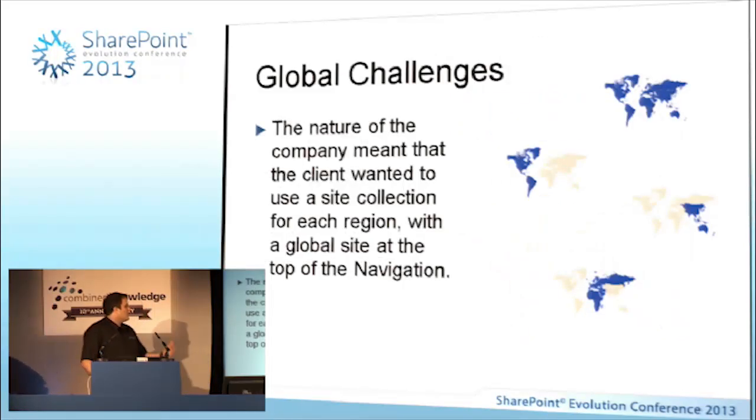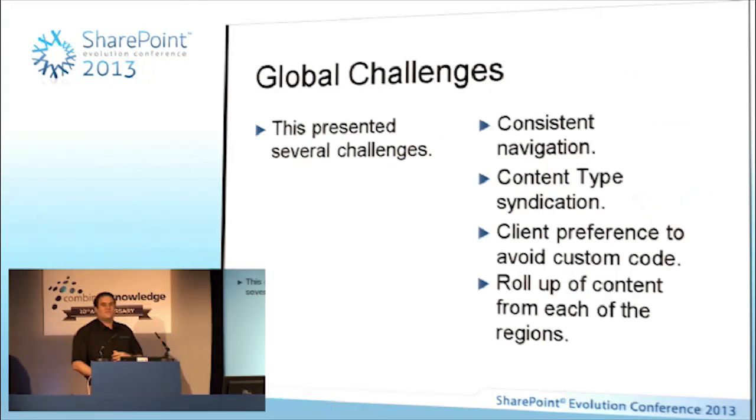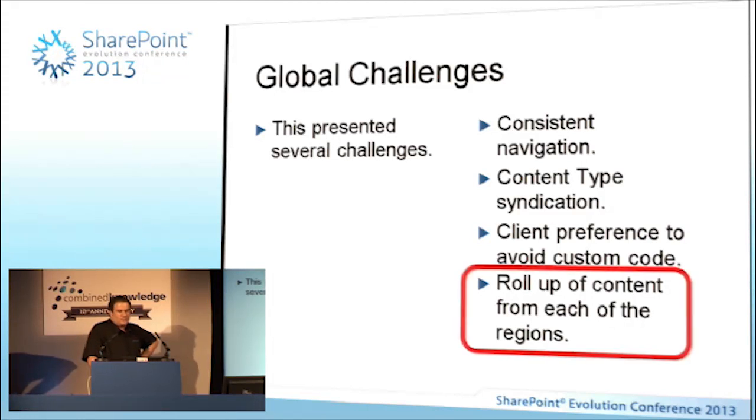So the global challenges gave us these issues, so using a site collection for each region with just a global site at the top of the navigation. And this obviously gave us some key challenges. Consistent navigation, content type syndication, how do we push these out across all the site collections? The client's preference to avoid custom code where possible. And the roll-up of content across these regions and these site collections. So that's obviously our key one that we're talking about today.